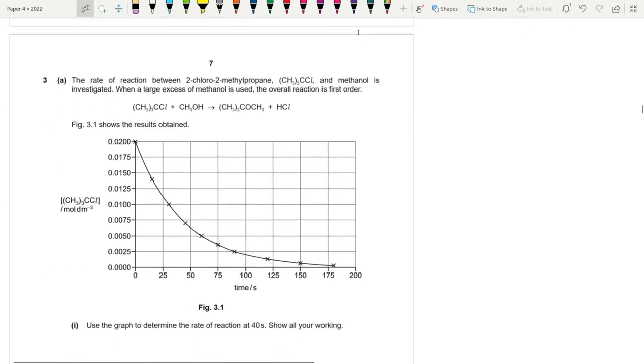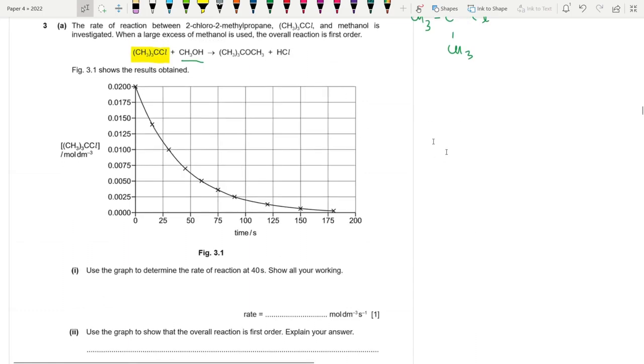Okay, moving on to question number 3. The rate of reaction between 2-chloro-2-methylpropane and methane is investigated. This is basically a tertiary halogen alkane. This is a nucleophilic substitution reaction, and this is SN1. So it's a first order reaction, and rate only depends on the halide because the first step is the slow step.